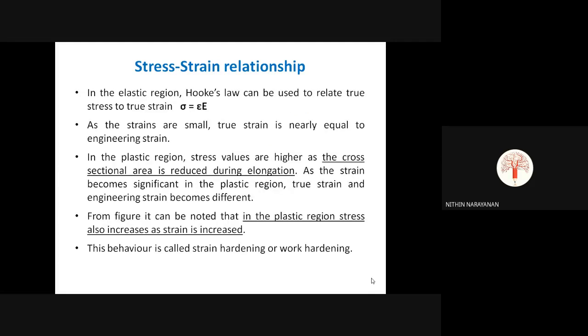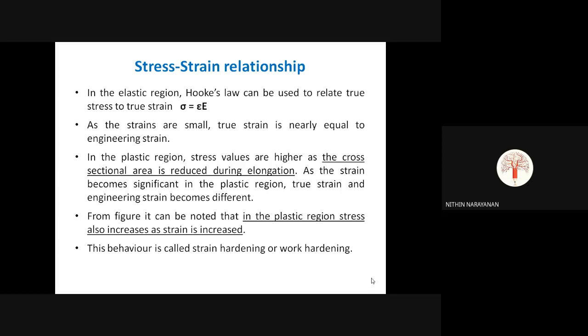And we know that in the elastic region, the relation between stress and strain is sigma equal to E into epsilon. That's Hooke's law, where E is the Young's modulus, and sigma and epsilon are stress and strain. As the strains are small, true strain is nearly equal to engineering strain. Okay. So in the plastic region, the stress values are higher as the cross section area is reduced during elongation.